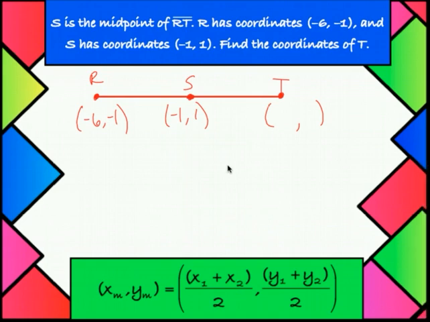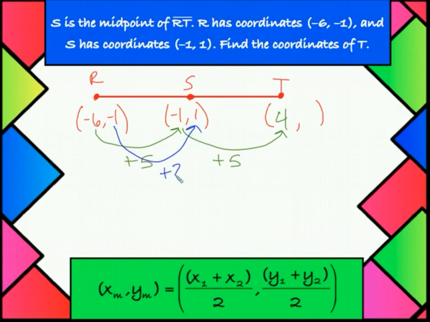So the easiest way for me to do this is to just think how far apart are -6 and -1. To get from -6 to -1, I have to add 5. And that's halfway to this x. So to get to that x, I'd have to add another 5 to this -1, and I would get 4. Then from -1 to +1, I've added 2. So to get to this other y, I would have to add 2 to 1, and I'd get 3. So this is our other endpoint.